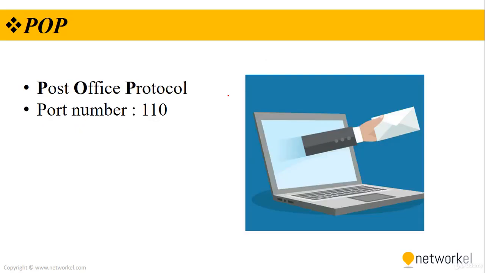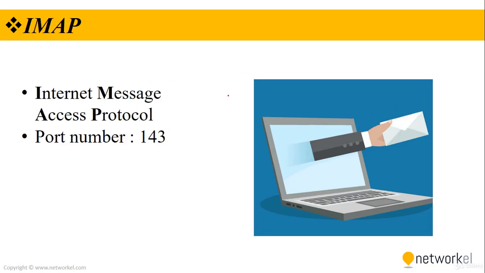The POP protocol is used by local email clients to retrieve email from a remote server. POP works with the Simple Mail Transfer Protocol (SMTP) for end-to-end email communication, where POP pulls messages and SMTP pushes them to the server. IMAP is also used by local email clients to retrieve email messages from a remote server.